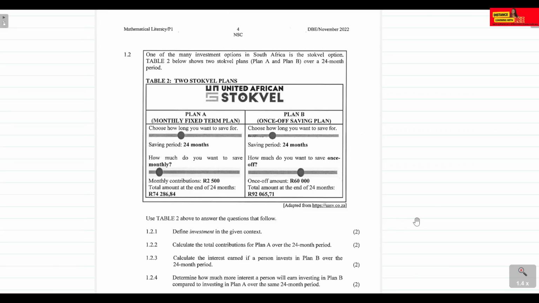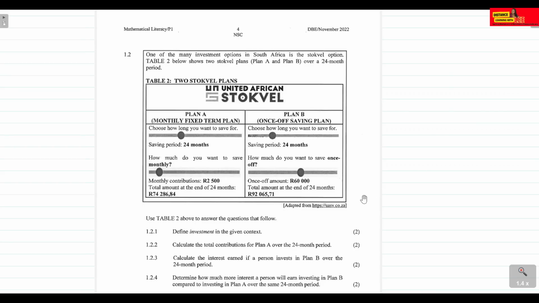What is happening with Plan A? Plan A is a monthly fixed term plan. It says choose how long you want to save for. The saving period is 24 months. How much do you want to save monthly? The monthly contributions is 2,500, and the total amount at the end of 24 months that you'll get is 74,286 Rand and 84 cents.